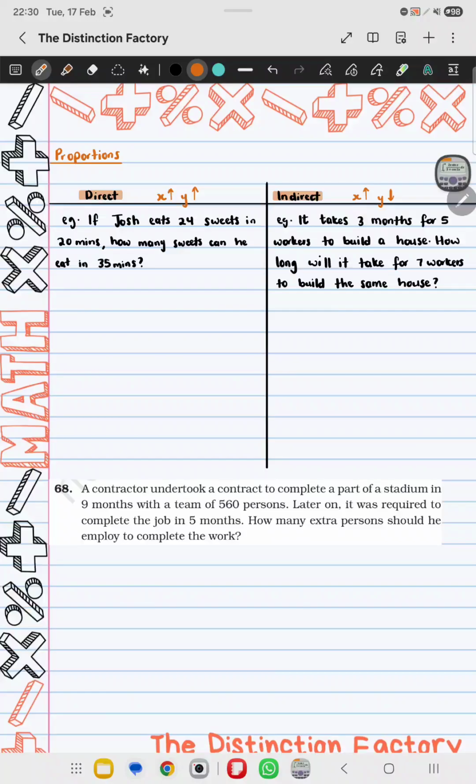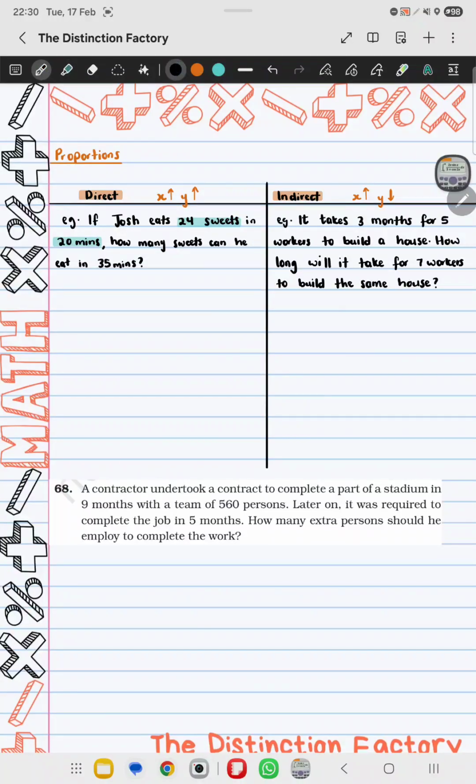So I've got some examples for us that we can try out to help you guys better understand how to attempt such questions. The first one says, if Josh eats 24 sweets in 20 minutes, how many sweets can he eat in 35 minutes? So the things that we are comparing here is important. We are comparing the number of sweets that he's eating to the time that it takes for him to eat those sweets.